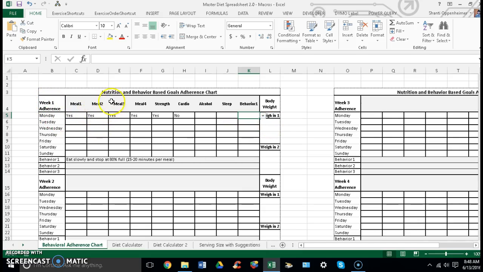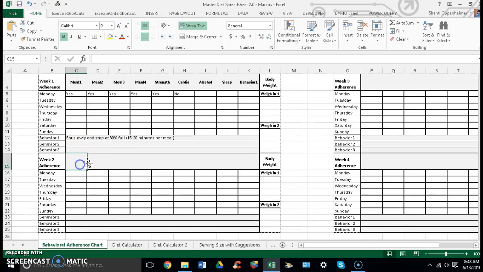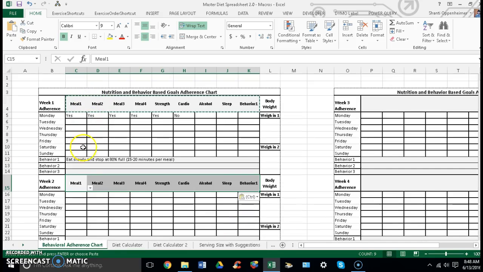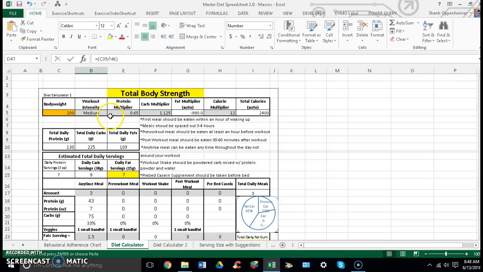So that is how it would go, and you would fill this out for your other charts as well. Now, this is going to be the first tab that you come in and look at. However, we don't always know what tab we're looking at. So in order to figure that out, we're going to go to your diet calculator page.